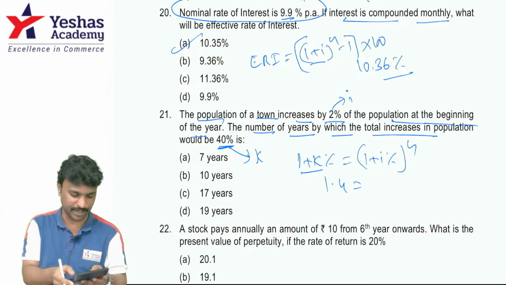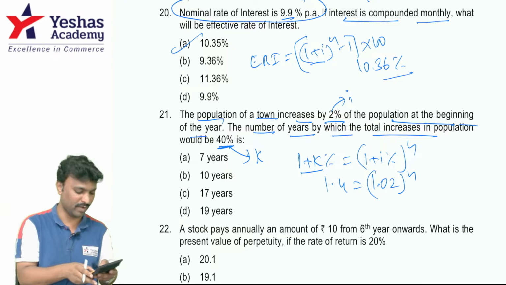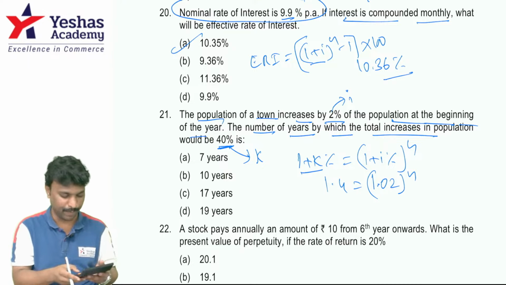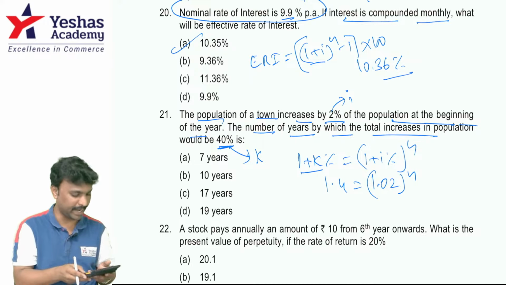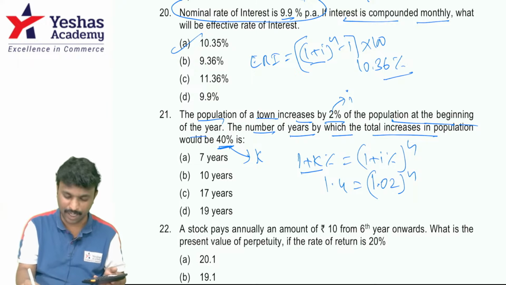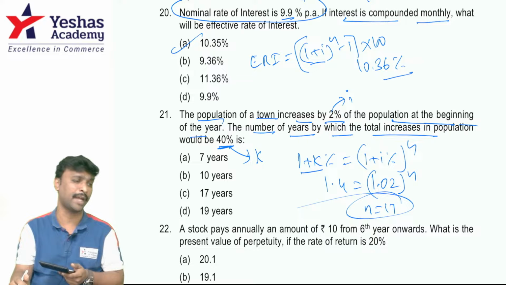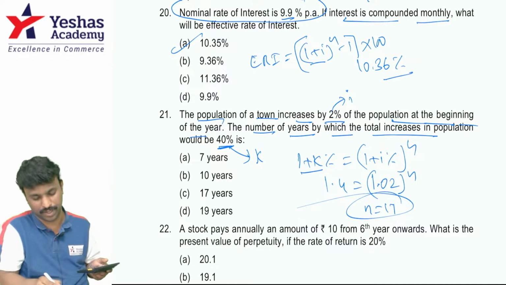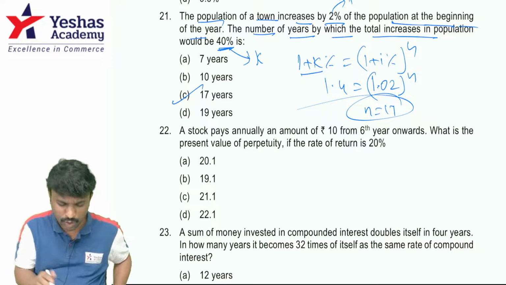So 1 plus k percent means 1 plus 40%, which is 1.4. 1 plus 2% gives you 1.02. Raise the power to n. Type 1.02, press into, keep on pressing equal until you get 1.4. So you get it for counter number 18. That means actual power is 17. So whatever the counter number, the actual power is 1 less than the counter number. So option C is the right answer. Moving on to the next question.